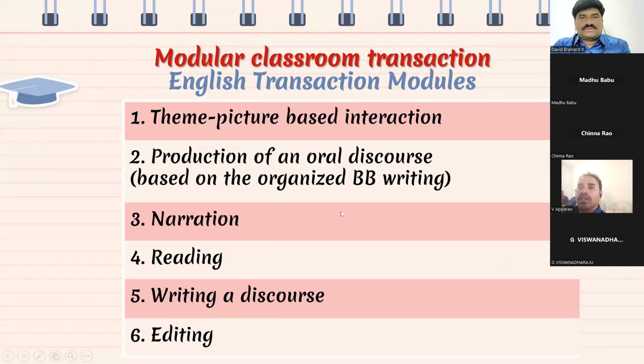So this is what we have discussed. Theme, that is the picture-based interaction, Madhu sir has beautifully explained. And production of an oral discourse also happened. Many students started speaking. And the speaking happened only because there was some blackboard writing, or green board writing. There was a lot of green board writing. Madhu sir has made his students write on the board. So there was a lot of oral discourse. The teacher was speaking to the students and the students were responding. So this all happened. So picture is very, very important for every transaction here.